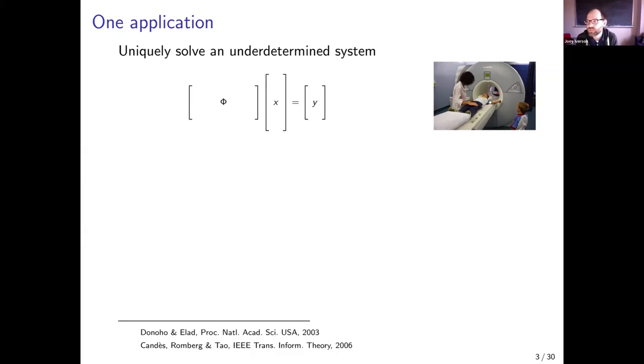They don't want to do that for very much time, but the number of measurements they're able to take, like the number of rows here, is proportional to the amount of time you're in the machine. So if you want to reduce the amount of time the kid's in there, then you have to reduce the number of rows here. Okay.